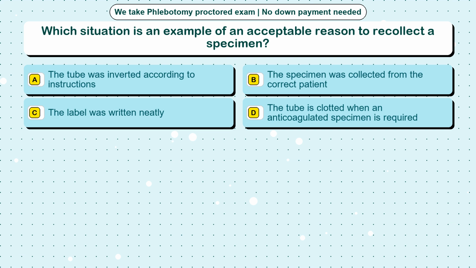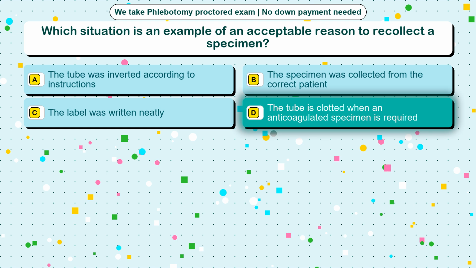Question 18. Which situation is an example of an acceptable reason to recollect a specimen? Option A. The tube was inverted according to instructions. Option B. The specimen was collected from the correct patient. Option C. The label was written neatly. Option D. The tube is clotted when an anticoagulated specimen is required.